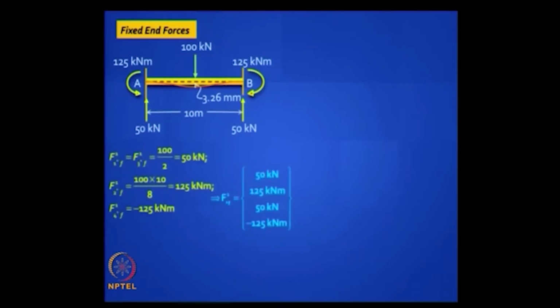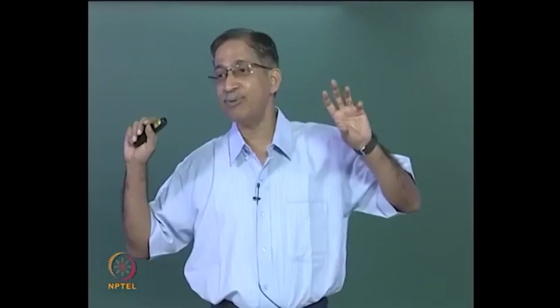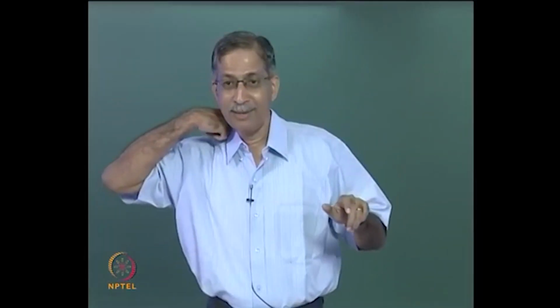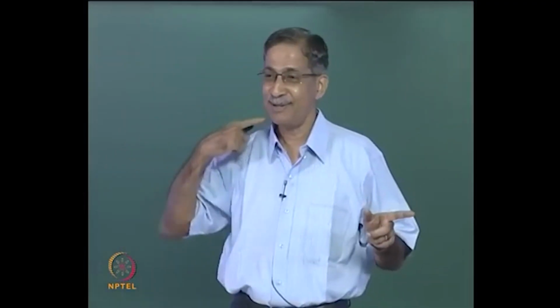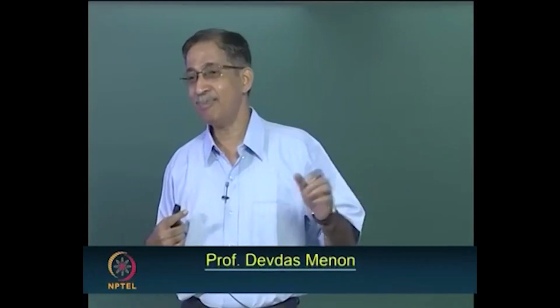So first the reactions: 100 kilonewtons shared equally, 50-50, and WL by 8. Remember when we did slope deflection and moment distribution, the left was minus, the right was plus. Now it will be reverse because anti-clockwise is positive, so be careful. The left is plus and the right is minus because you have a downward moment.